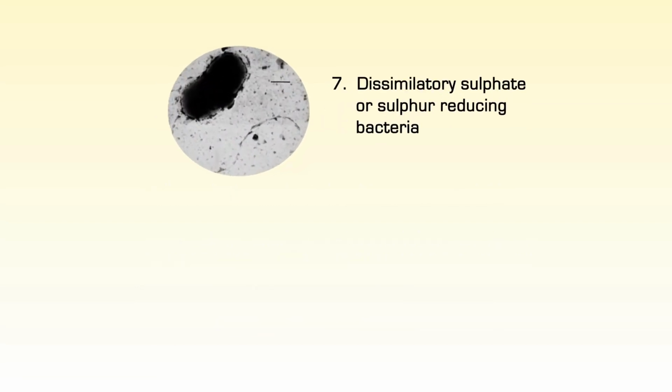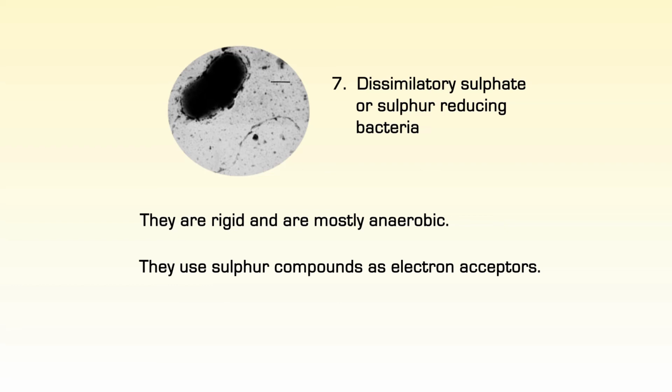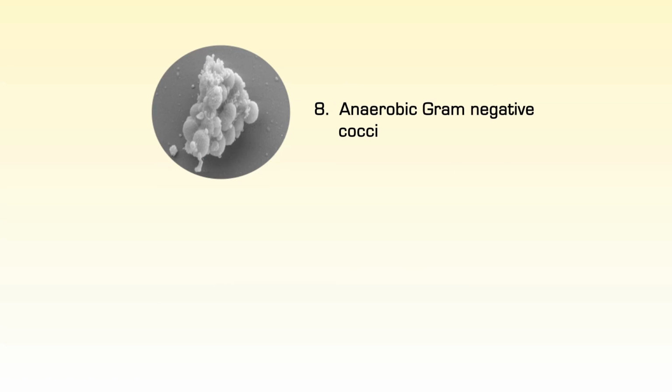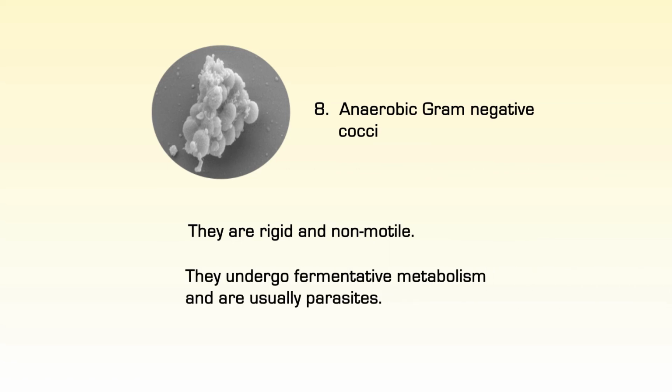The seventh one is the dissimilatory sulfate or sulfur-reducing bacteria. Bacteria under this are rigid and are mostly anaerobic. They use sulfur compounds as electron acceptors. And most of the bacteria under this are parasites or saprophytes. Next is the anaerobic gram-negative cocci. So bacteria under this are rigid and non-motile, and they undergo fermentative metabolism and are usually parasitic in nature.